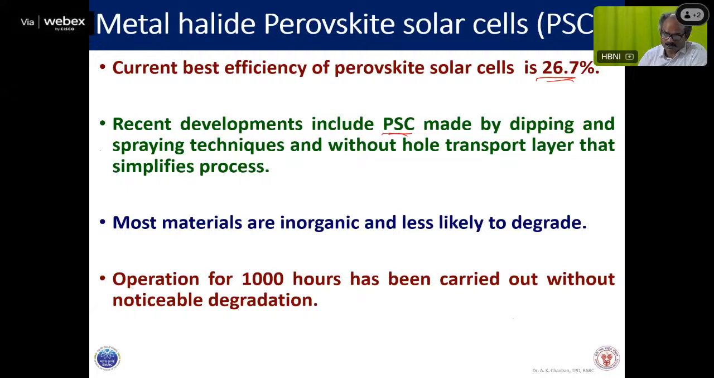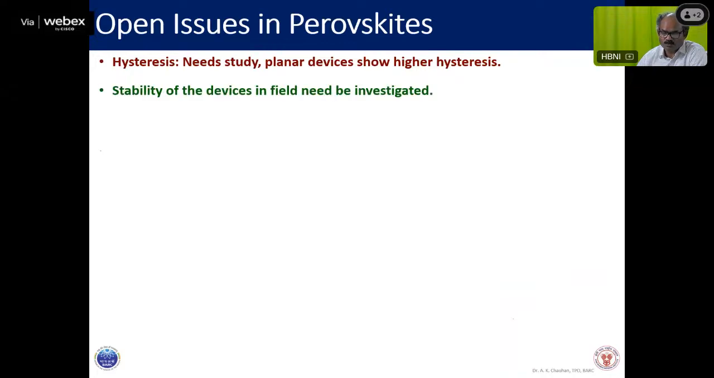Most materials are inorganic, and therefore these are less likely to degrade as opposed to a purely organic solar cell, where degradation was the main issue. Operation of nearly 1,000 hours has been carried out without noticeable degradation, which we have done in our lab also. So there are open issues in perovskite.